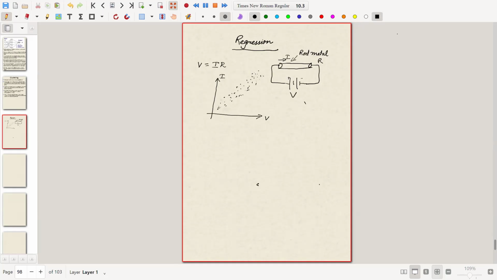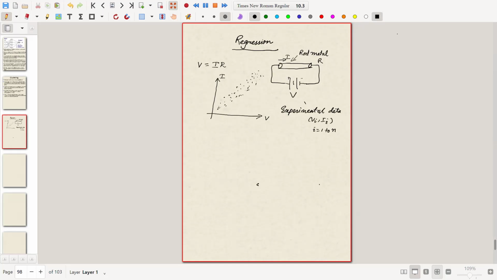A very debatable concept, which mathematicians or researchers, when they were framing the theory of regression, faced a lot of difficulties. When they found the law V equals IR, but when they saw the plot, they saw the theory is not relying on the practical. So now you can see these are the experimental data points, Vi and Ii, say i equals 1 to n. N number of data points you have.